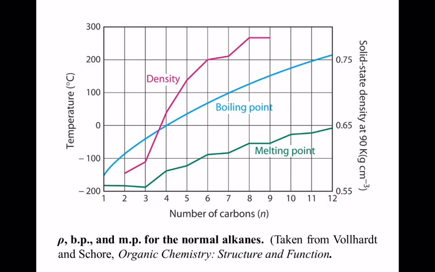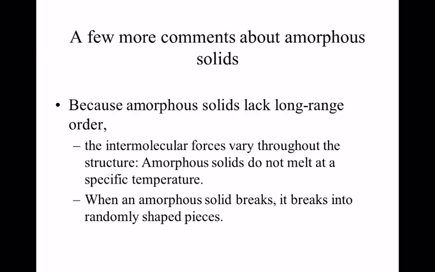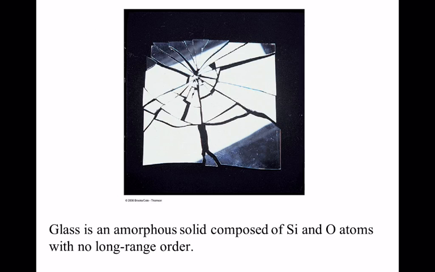All right. So just a couple more slides about the amorphous solids. We said plastic was an example of an amorphous solid. But things that are brittle, like glass, since there's no ordered structure, when they break, they just kind of shatter.